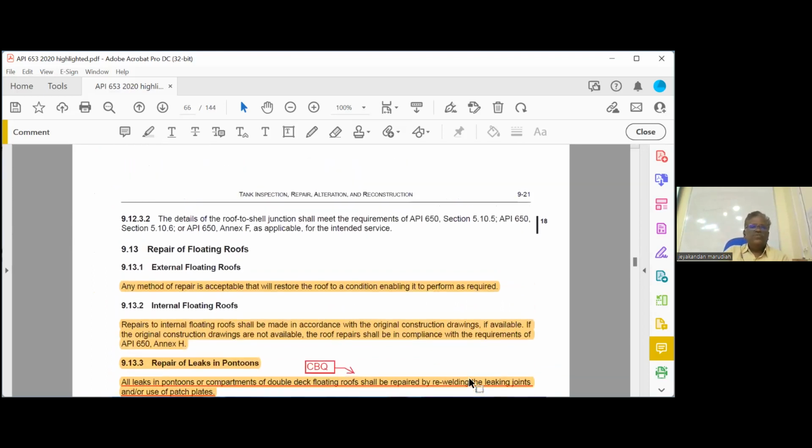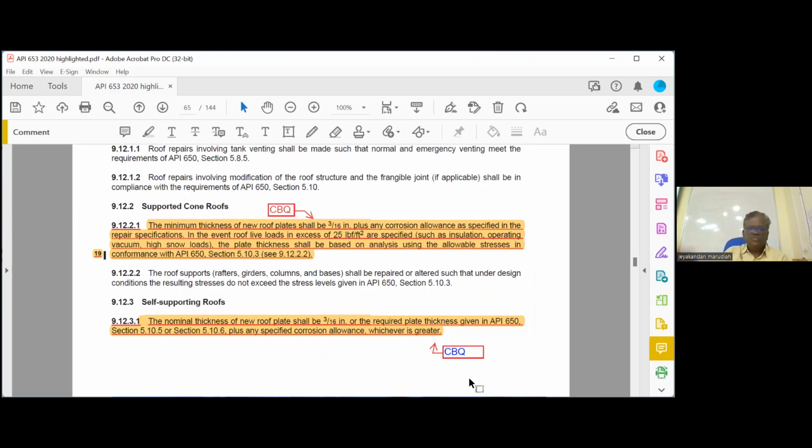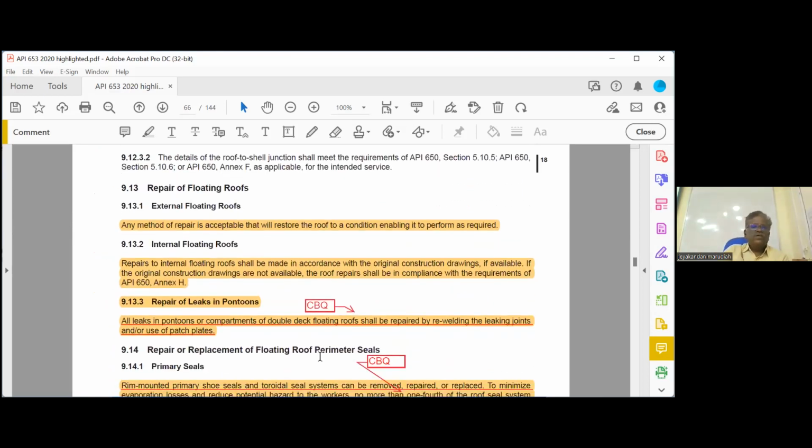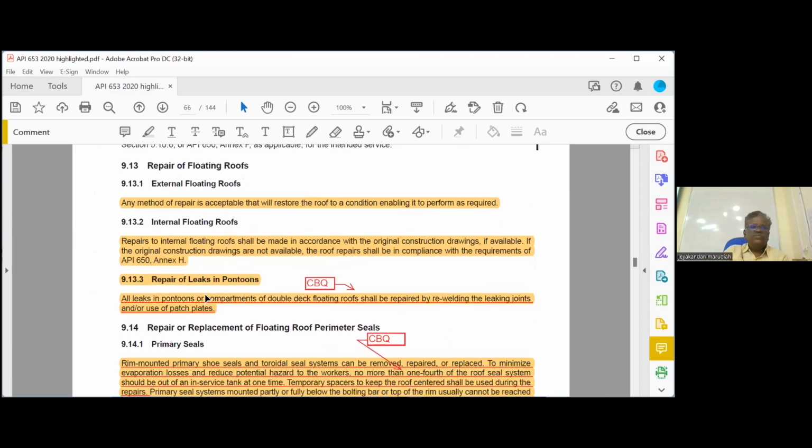Then floating roof. Repairs of leaks in pontoons. All leaks in pontoons or compartments of double deck shall be repaired by rewelding the leaking joints and the use of patch plates. You can reweld it or use any patch plate also.